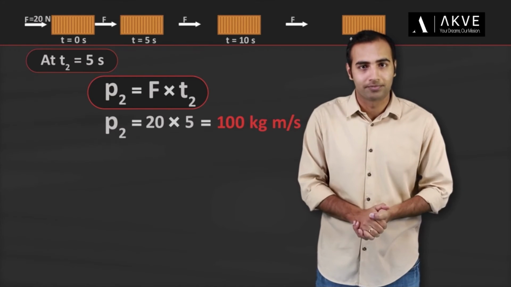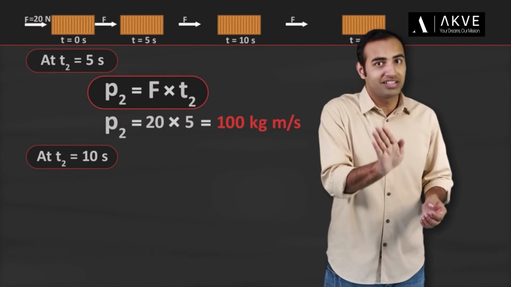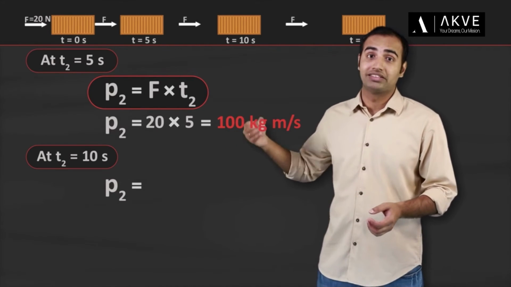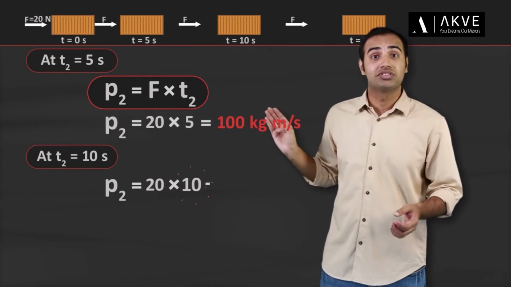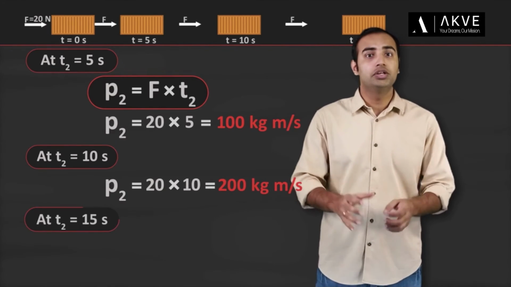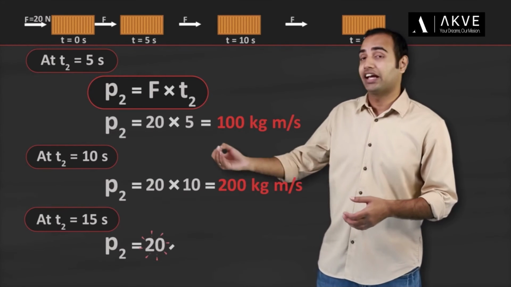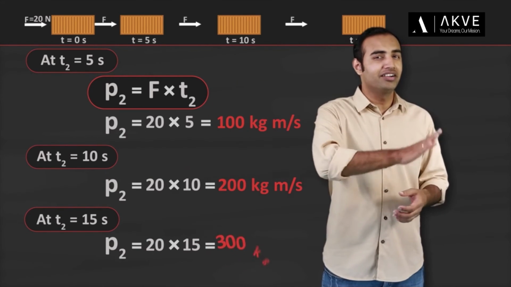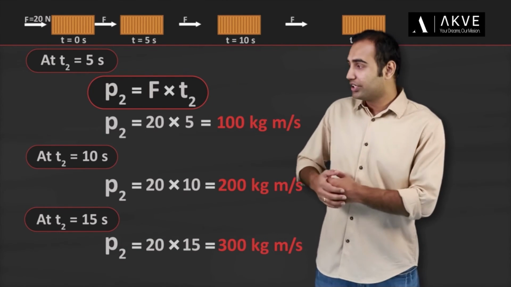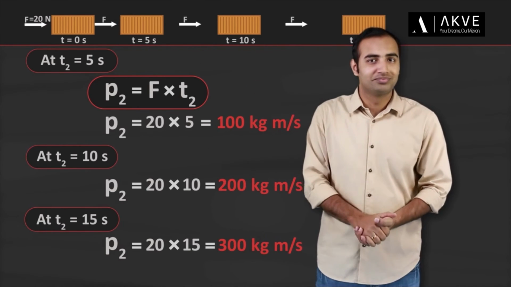Similarly, at t equal to 10 seconds, the value of T2 is 10. And the value of momentum at that time comes out to be 20 times 10 or 200 kg meters per second. Similarly, at t equal to 15 seconds, the value of momentum comes out to be 20 times 15 or 300 kg meters per second. So here we have got the answers for all the three parts of our problem.